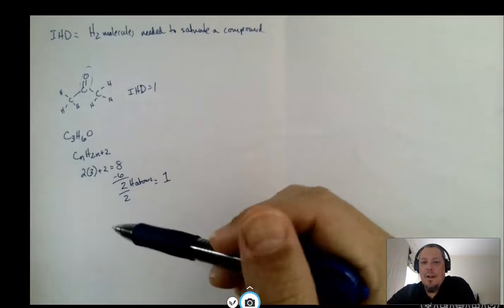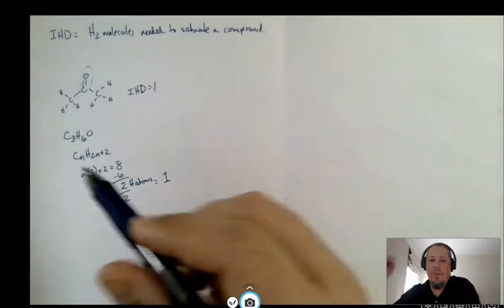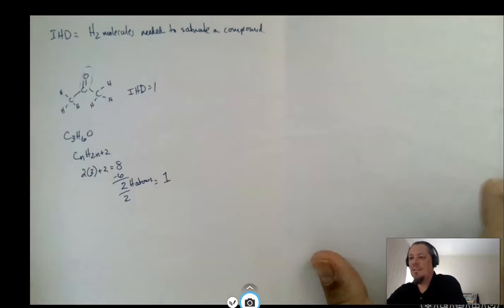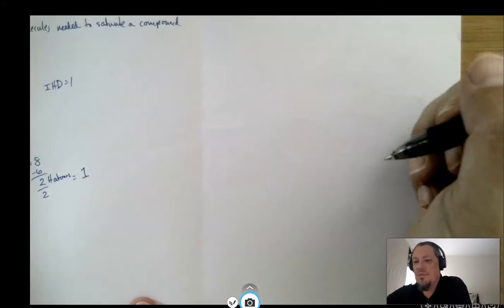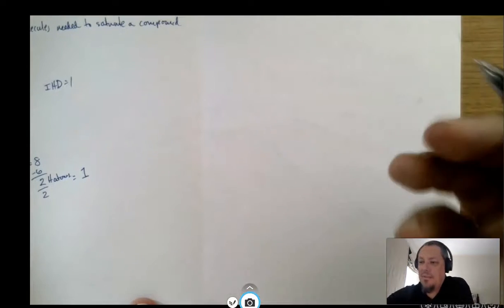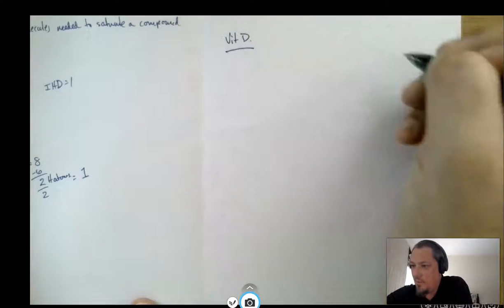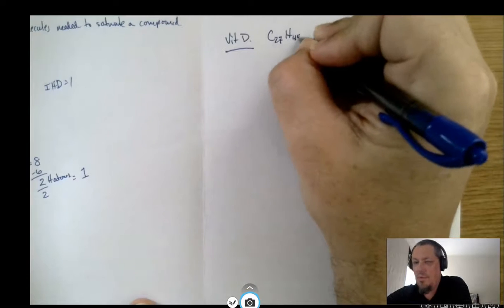This formula gets used a lot, and we can mess with that. But what I want to look at today, most importantly, is how do we look at a formula and determine how many of these different structures we might have. So if I want to look at something like vitamin D, which has the formula C27H44O3.